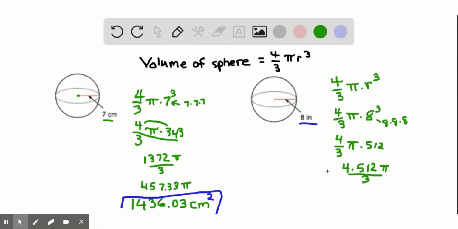So 4 times 512 is 2,048 pi. Pi stays in the answer for now. And then we're going to divide by 3. Dividing by 3, we get 682.67 pi.